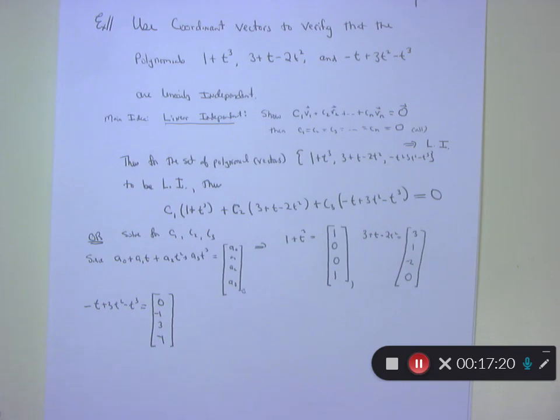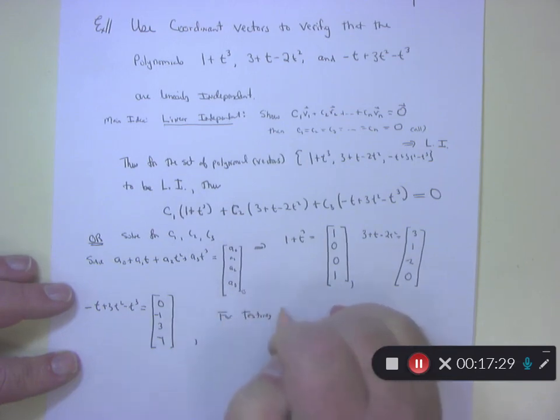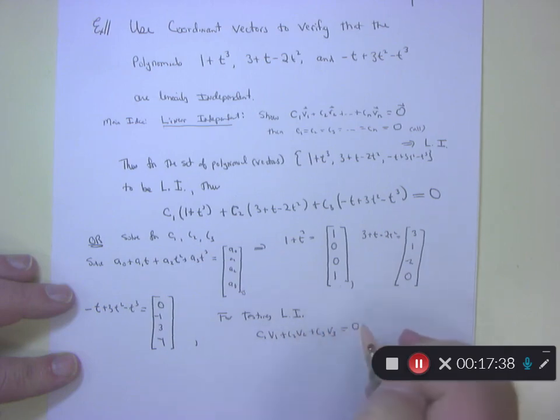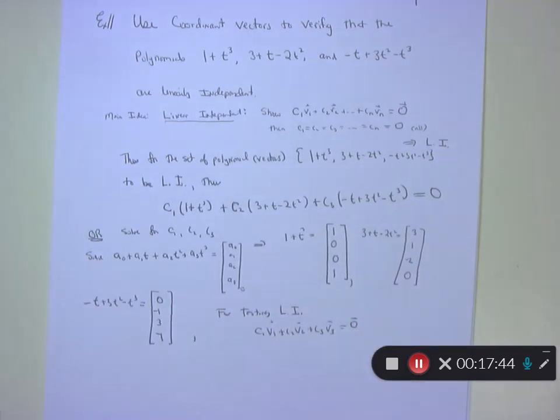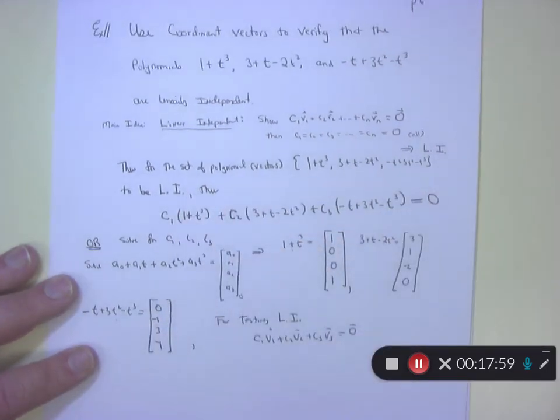All right, so for testing linear independence, we have C1 times vector 1 plus C2 times vector 2 plus C3 times vector 3 has to be equal to what we call the 0 vector, okay? And then we solve for the C1, C2, C3. If they're all 0, linearly independent. If they're not all 0, linearly dependent. But because of that one-to-one correspondence, instead of using these polynomials and trying to group together like terms and solve all that stuff, I can do this.